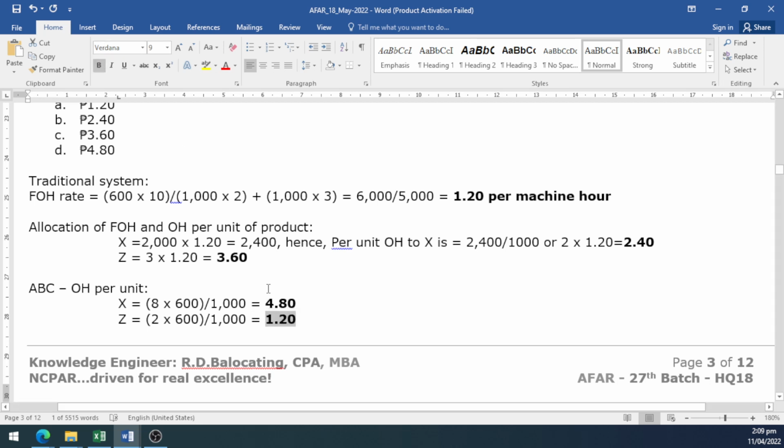You compare now, ladies and gentlemen. You compare the per unit overhead. For product X, under traditional, we have computed 2.4. Under activity-based costing, it's 4.8.